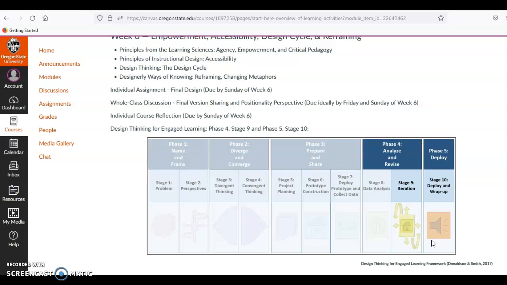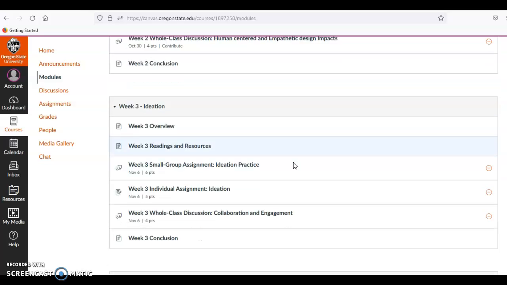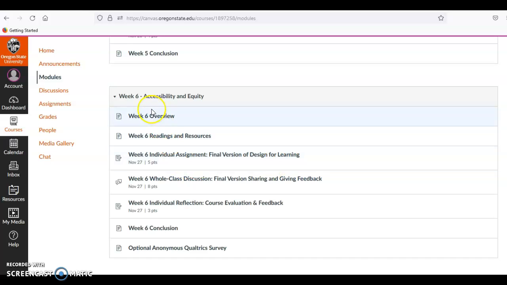And then this week, as I mentioned, we're going to spend some time looking at accessibility and what we call positionality, which is the way we look at the world, and then what we bring to that as a learning designer.